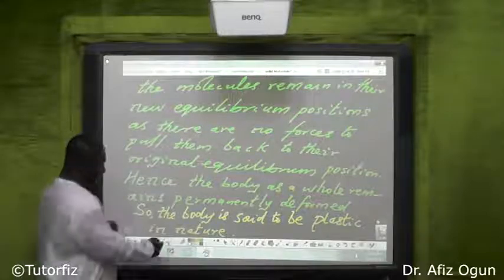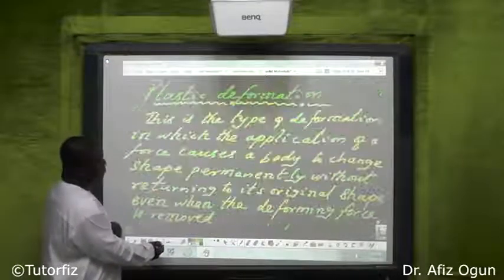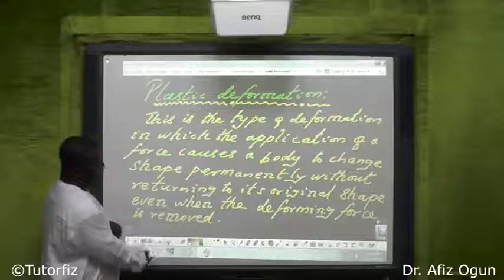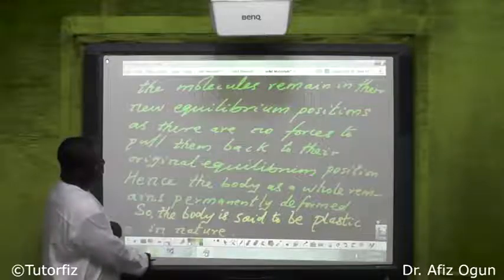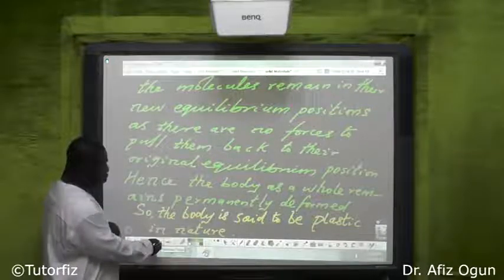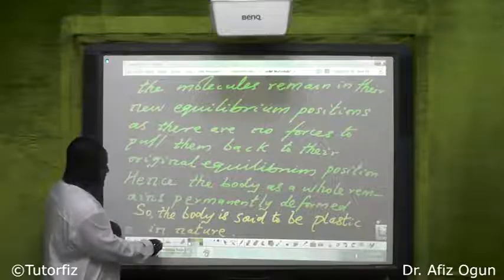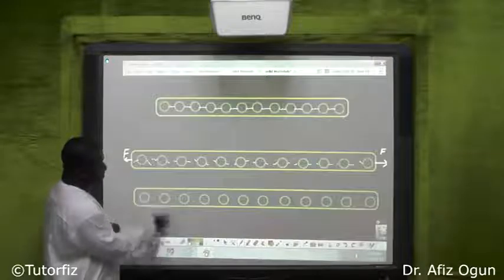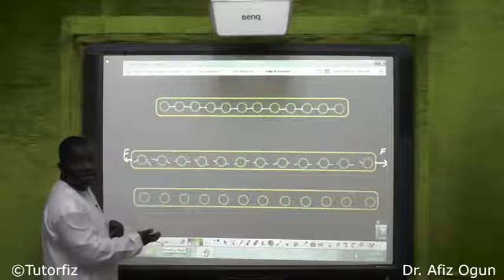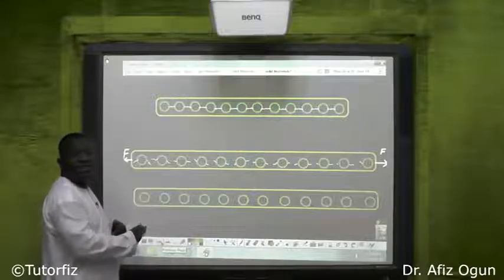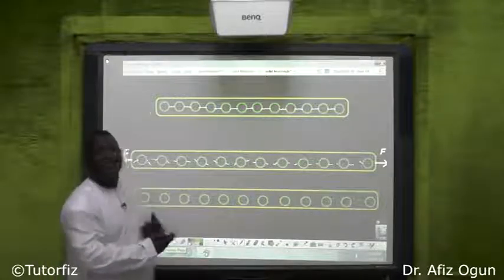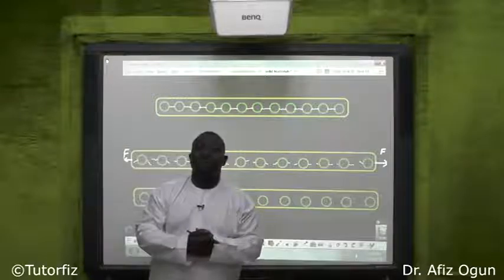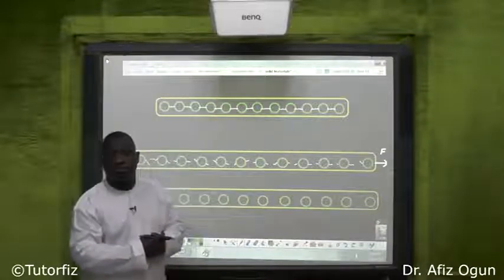So, you write this from page number 2, page number 3, and if you want to help yourself further, you can draw this, but you don't need it in an exam. It's just for you to understand. This is elastic deformation, and this is plastic deformation. So you have seen what we mean by deformation of solids.